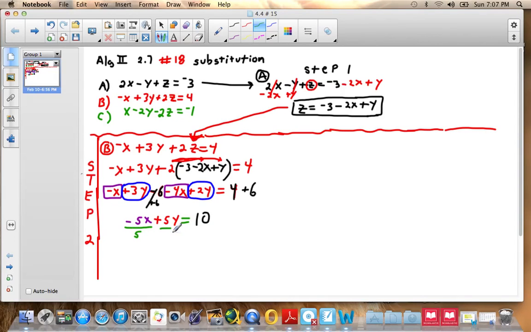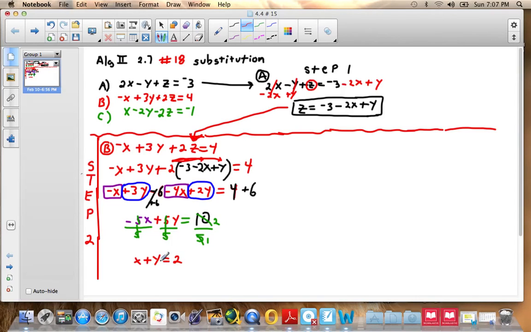So I can divide all these terms by 5. And as long as I can divide them all, then I'm good. So these cancel, and these cancel. And then 5 goes into 5 once and into 10 twice. And so it leaves me with my final equation then, x plus y equals 2.